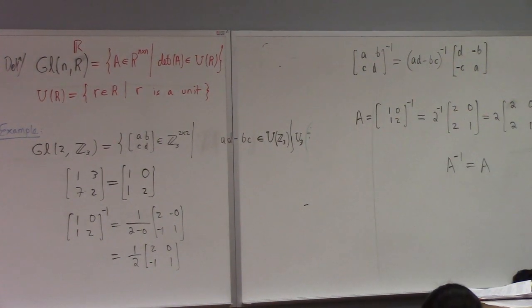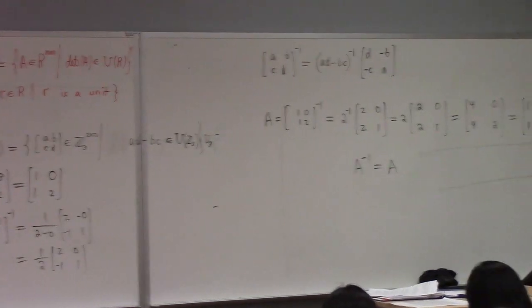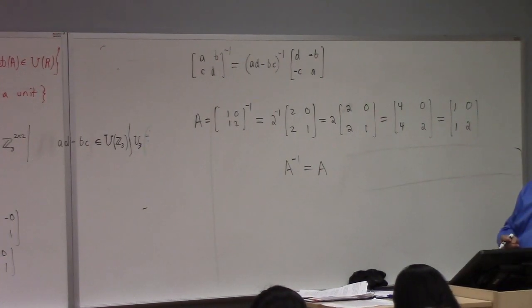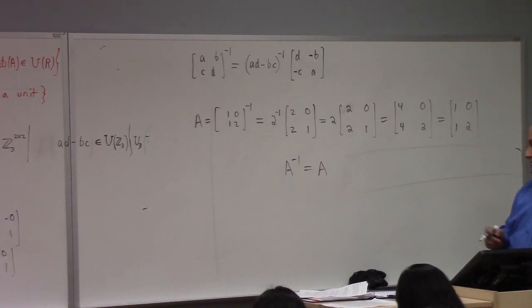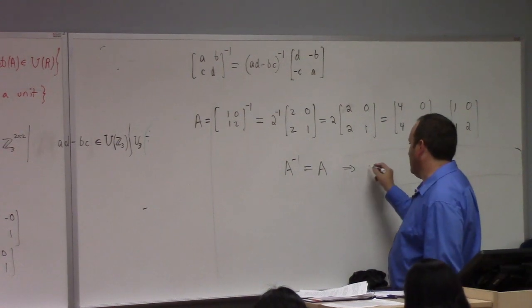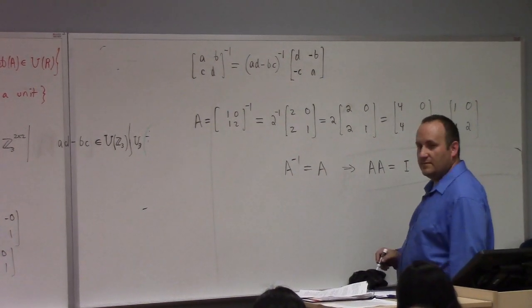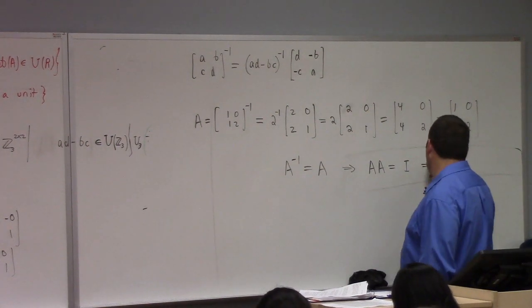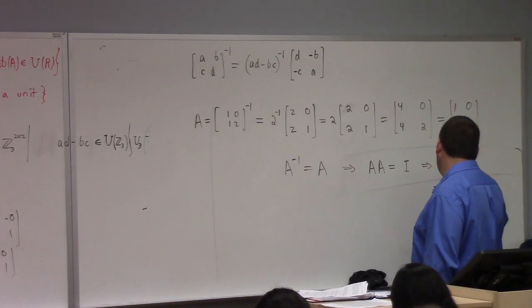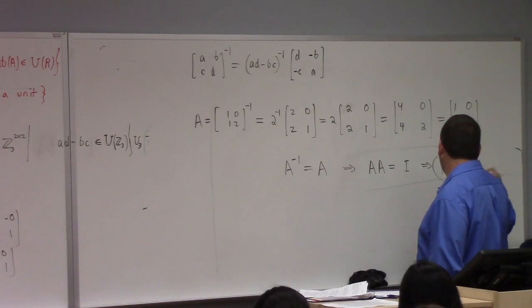What's the order of this matrix as an element of this group, GL2Z3? If an element is its own inverse, what's its order? This says A times A equals the identity, right? So the order of A is equal to 2.